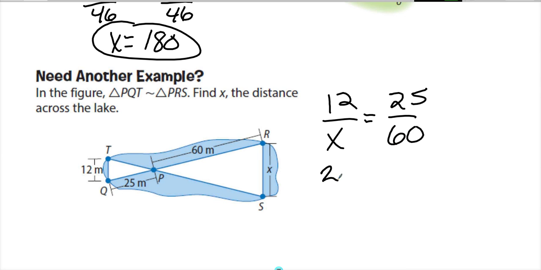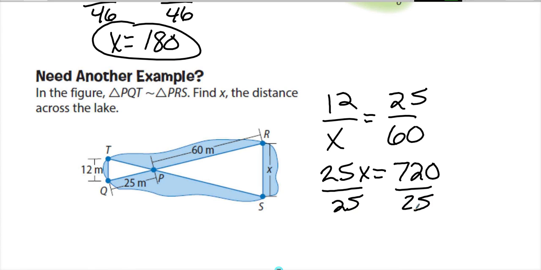So that's going to make 25x is equal to, and then 12 times 60 is actually 720. We'll divide that by 25. And that one's going to come out to 28.8. And that one's not been labeled, so we do need to actually label it. So that's going to be meters. 28.8 meters. Okay. And that's it for this one.